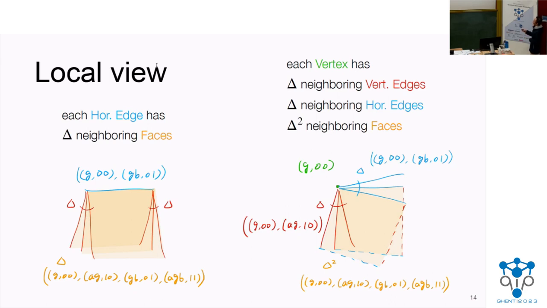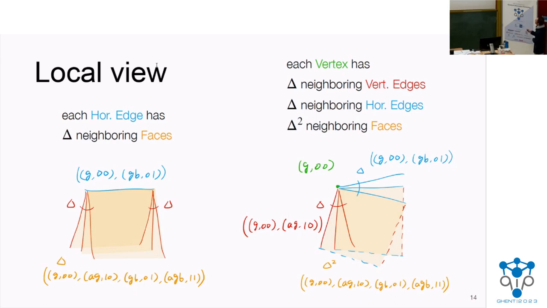Another way to think about the graph is through this local view. So if we take a horizontal edge, it's connected to, so we can look at what's the neighboring objects. So in this case, it's neighbor to like delta number of faces. And that's because there are delta choices of A.